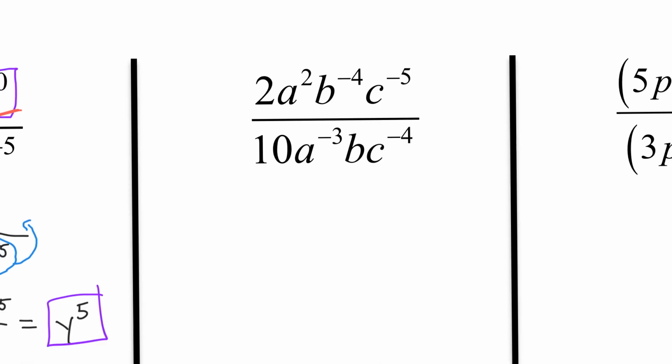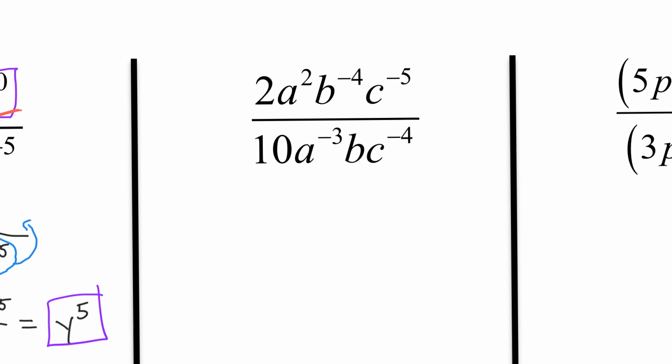Now for this one, we have a lot of things happening. Notice that we have negative exponents. Notice that we have coefficients. We have a 2 on the top. We have a 10 on the bottom. And you have to get rid of those negative exponents. And we have the same variables, a on the top and the bottom, b, and then we have a c.